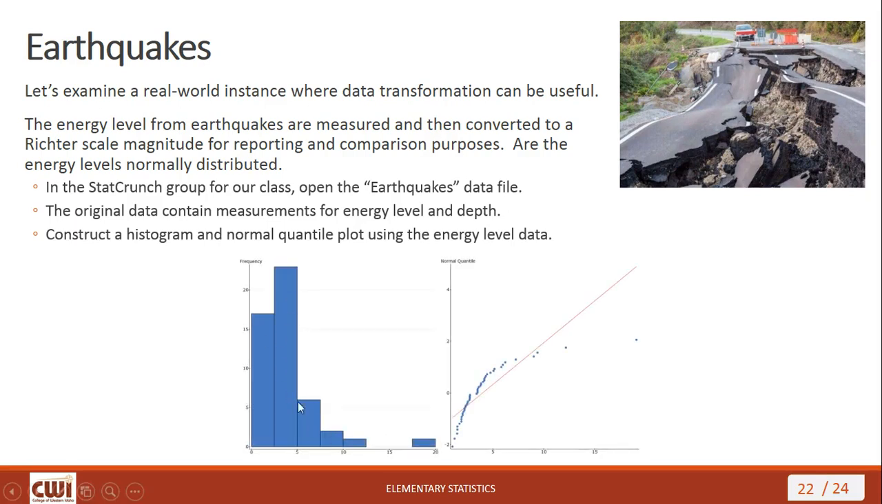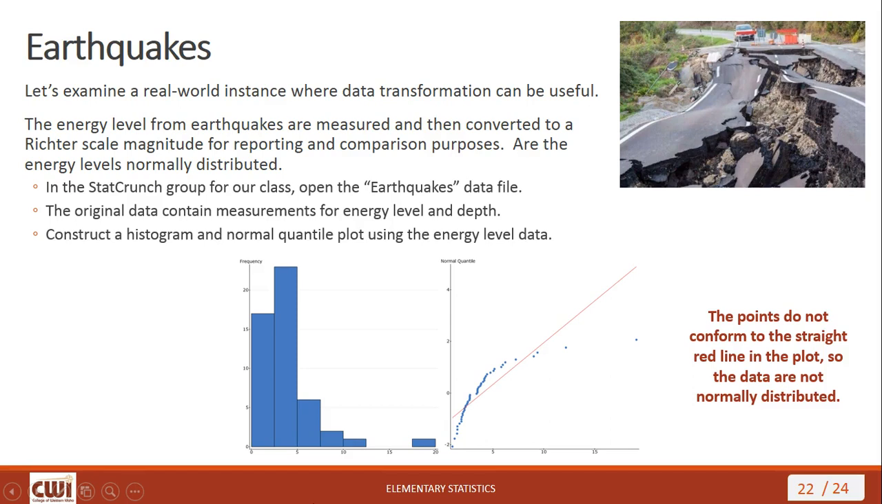So here's our histogram. Looking on the right, very skewed, one outlier way out here on the end. We can see that outlier out here to the far right in our normal quantile plot, and look at the shape that's being made in our normal quantile plot. We have that curved line feature that is corresponding to a skew distribution, which is what we see in our histogram. So very clearly here we see the points do not conform to a straight red line in the plot. So these data are not normally distributed.